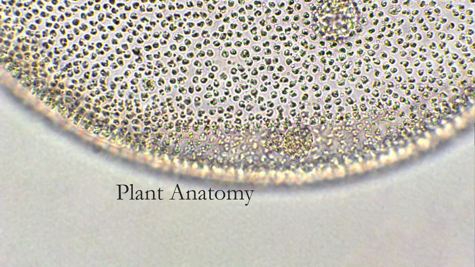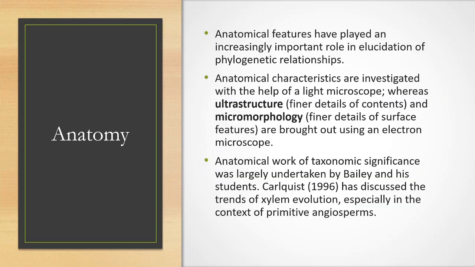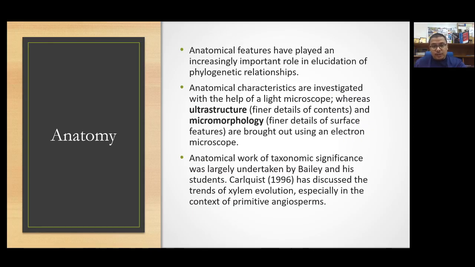Okay, now we will discuss anatomical features in elucidating taxonomic affinities between different plant groups. Anatomical features have played an increasingly important role in elucidation of phylogenetic relationships. Anatomical characteristics are investigated with the help of a light microscope, whereas the ultrastructure, the finer details of contents, and micromorphology, the finer details of surface features, are brought out using an electron microscope. We will discuss this in the next videos.